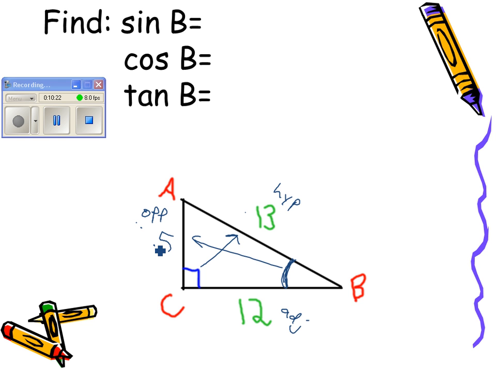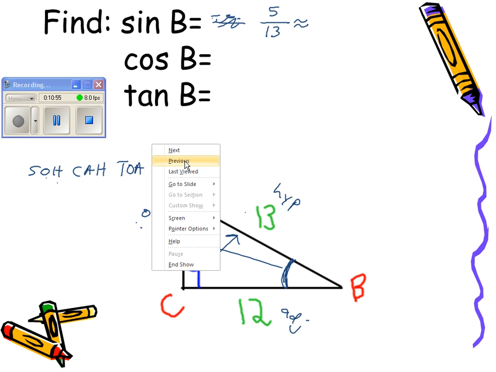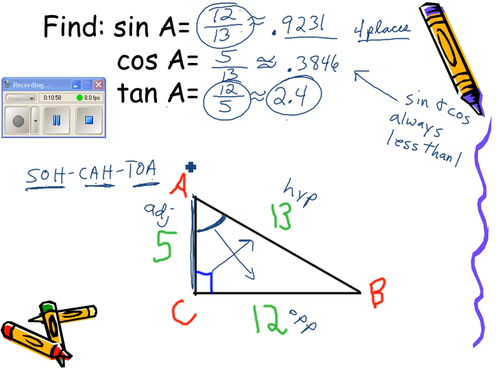Don't forget SOHCAHTOA again. SOHCAHTOA for sine. For sine, opposite over hypotenuse. So 5 over 13. Change that to a decimal. If you remember back to the previous one, we'd already changed 5 over 13 to a decimal, 0.3846.